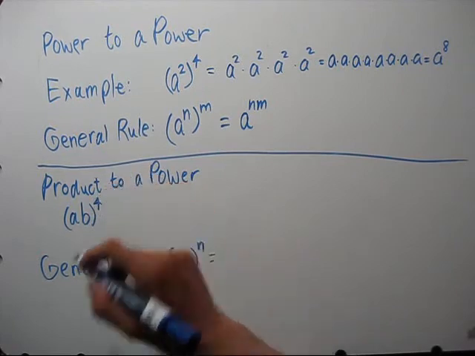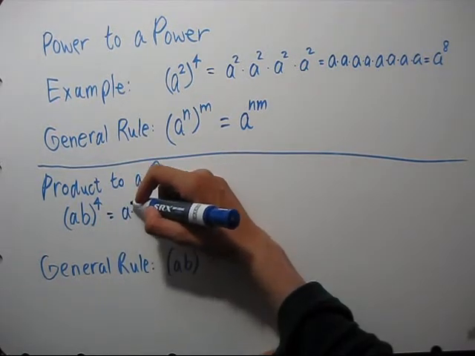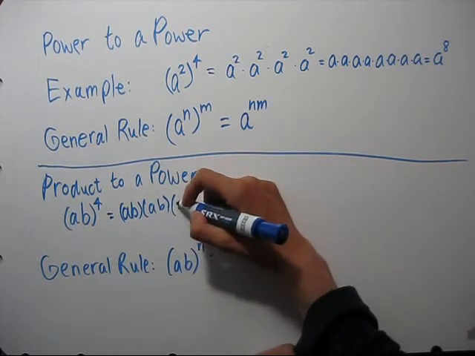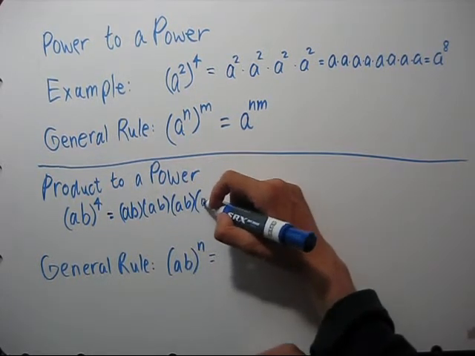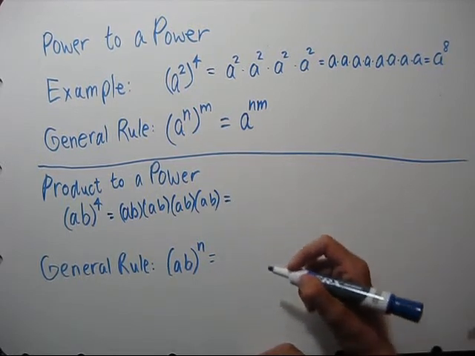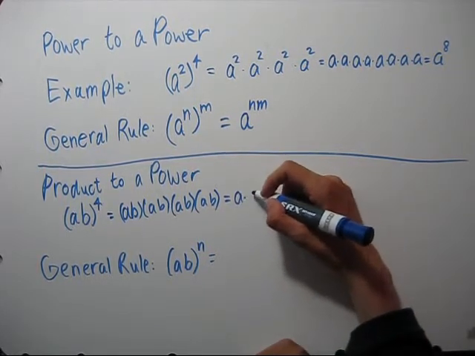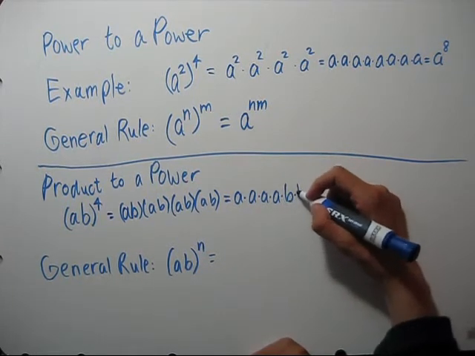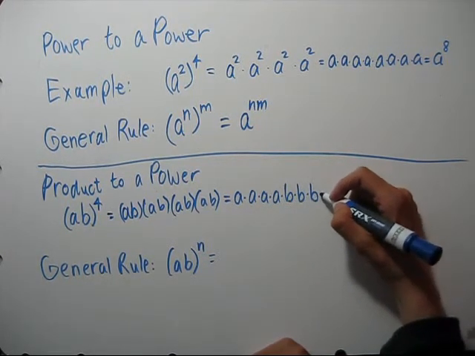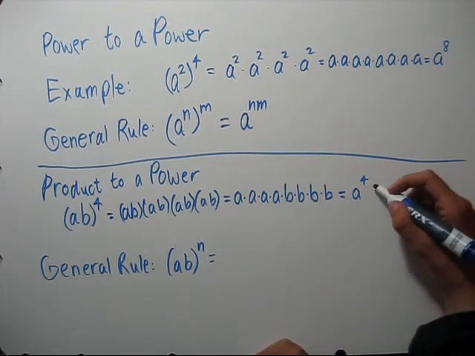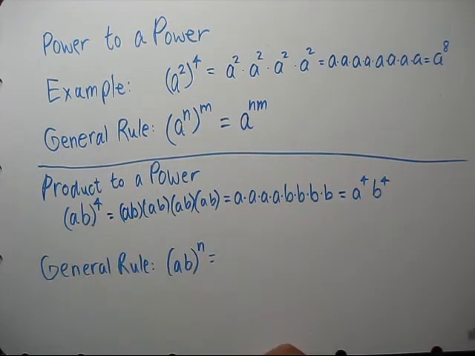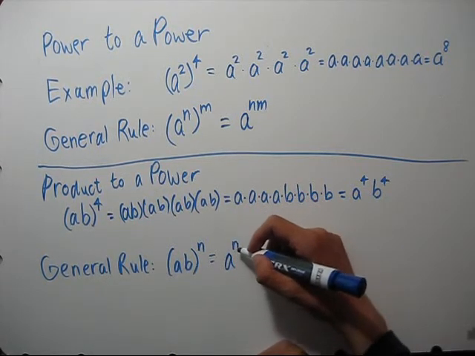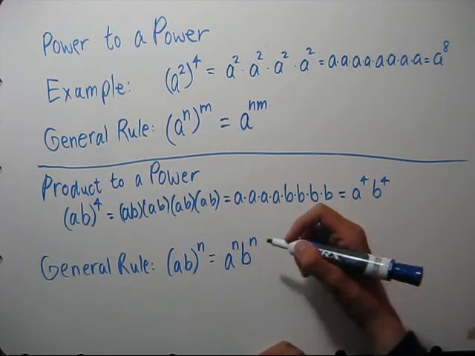Let's take a product to a power. We're going to have ab times ab times ab times ab, 4 times. Now let's rearrange it so all the a's are together and all the b's are together. We can do that because multiplication follows the commutative property. We have 4 a's and 4 b's. So we distributed that 4 through. So our general rule, we can guess, is going to be a to the n, b to the n.